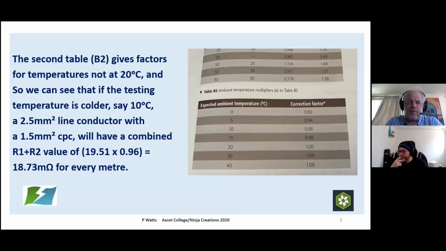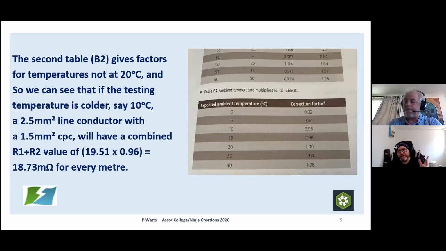So, for instance, if we've got a cool day, it's 10 degrees, we've got a 2.5 line with a 1.5 CPC, so your classic bit of twin and earth. The combined R1, R2 value will be 19.51. That's taken from table B1 for a 2.5 to 1.5 CPC. Multiply that by 0.96. Because it's a bit cooler, the resistance will be lower. So we end up with a value of 18.73 milliohms for every meter of cable, rather than 19.51.